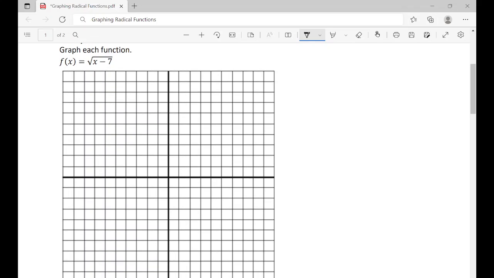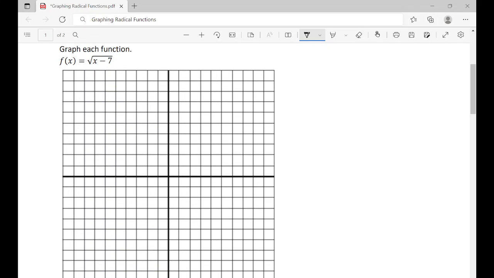So for the first one we're going to graph f of x equals square root of x minus 7. What we need to know is the domain. Since we're dealing with a square root, to find the domain, we take what's underneath the root symbol and set it greater than or equal to 0. When we do that, we get x is greater than or equal to 7. So we have a domain that goes from 7 to infinity.